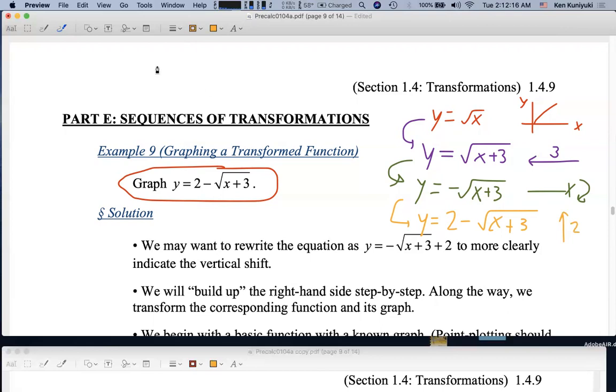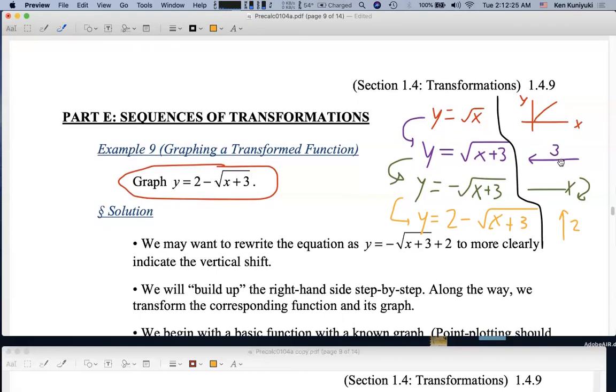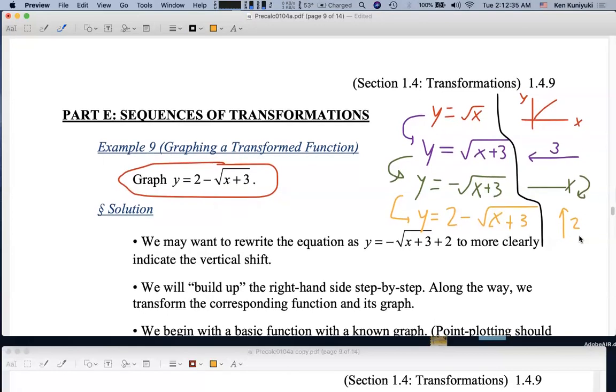So here's what we want to do. We want to take this basic graph we know and love, y equals root x, our hook. We translate it or shift it left by 3 units. We take the result, reflect about the x-axis. We take that result and move it up 2 units. Let's do it.